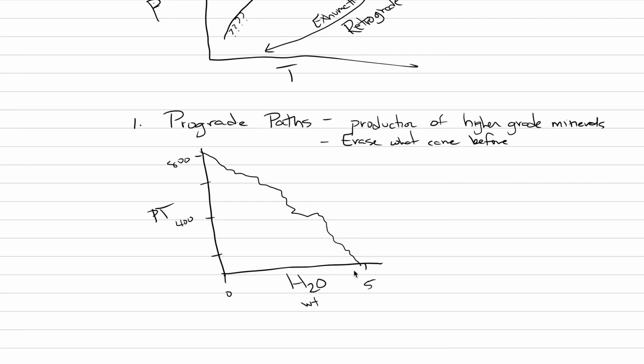But what we have is that lower grade, think about where facies are, well, we start to break down different minerals at different temperatures and pressure. Zeolites hold the most water, but they disappear at, let's say, 200 Celsius.